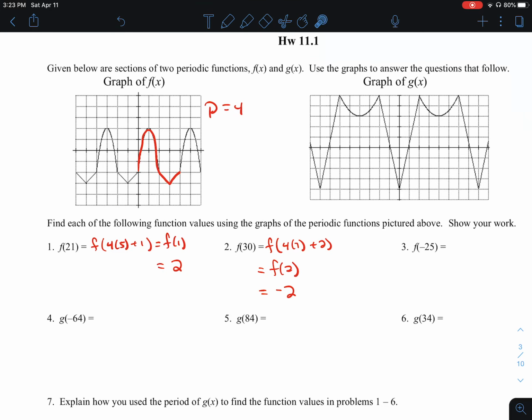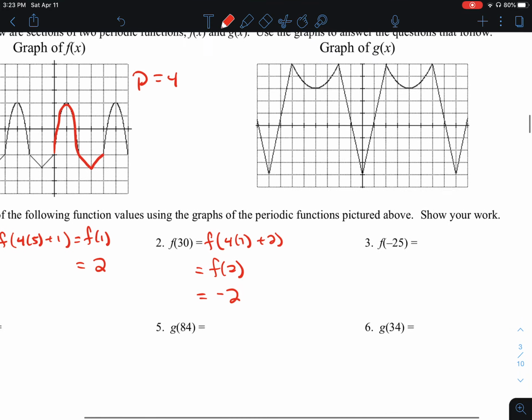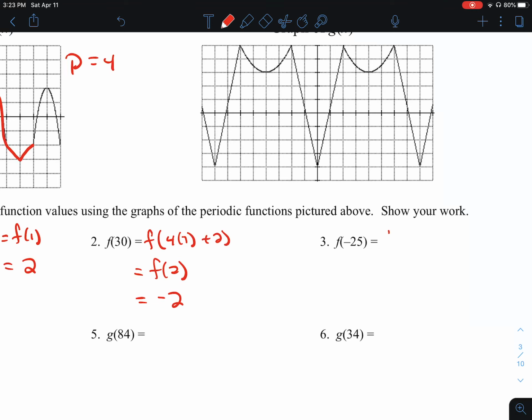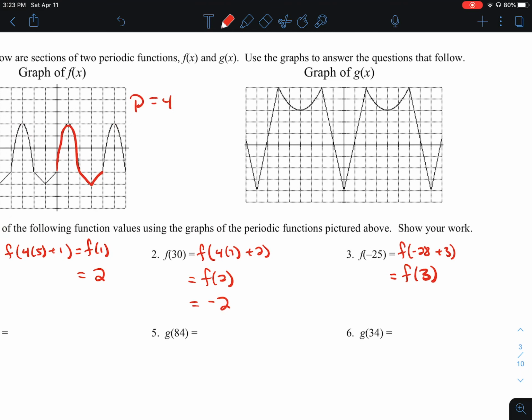F of negative 25, well, we could think of this as f of negative 28, because that would be negative 7 periods. And then if we add 3 to that, that gets us to negative 25. Means this is the same as f of 3. Looking at my graph, here's 3. That has a y value of negative 3.